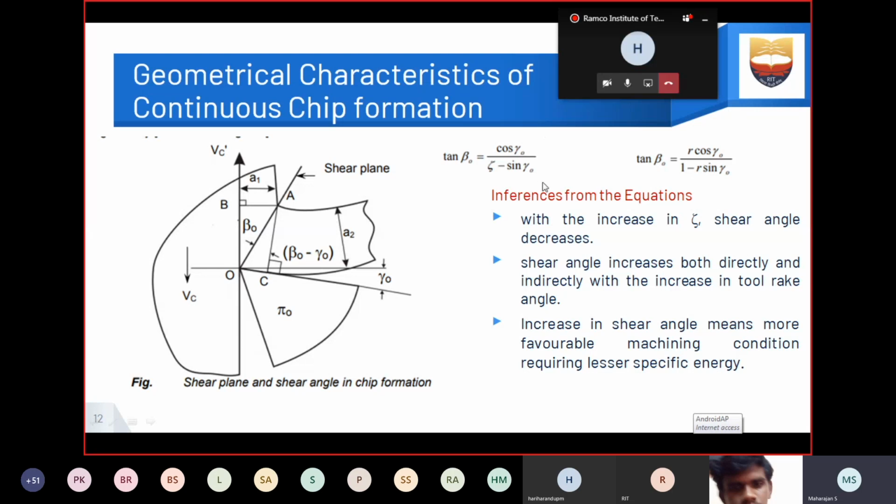This is the equation you know very well, and this is a normal equation, r cos alpha divided by 1 minus r sin alpha, that you have studied, and it is in the book itself.